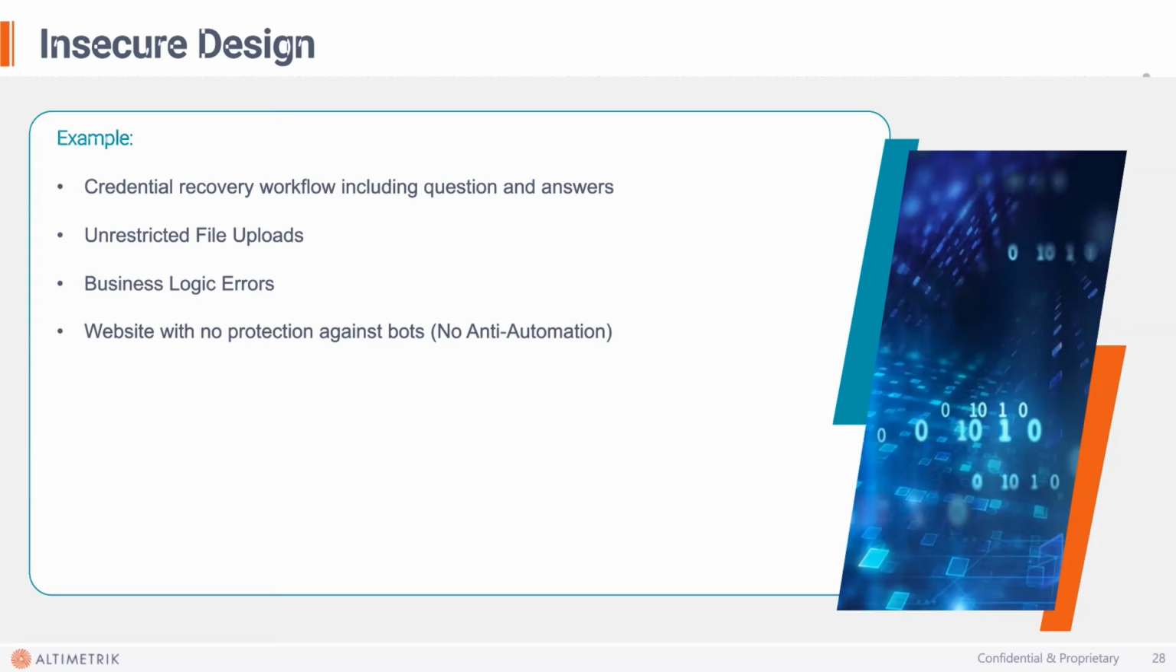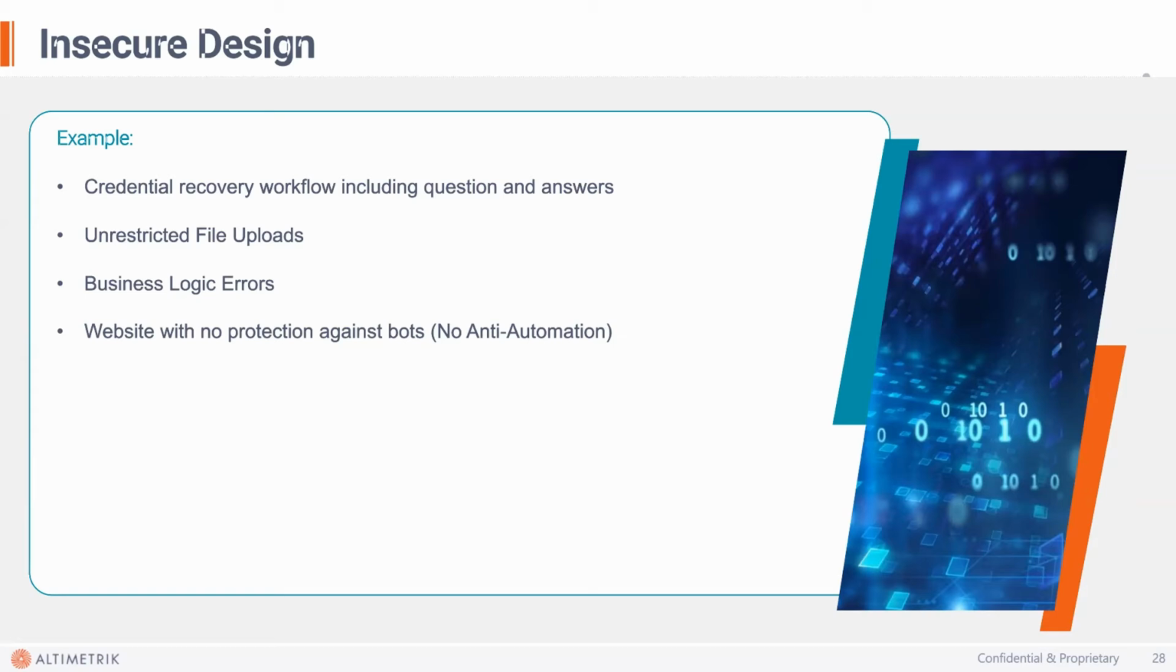So if you have something in place where you are allowing people to reset their passwords by having security questions, the main issue with that is that more than one person can know the answer. If they're able to guess this person's security question answers by going to their social media sites or doing research on them online, they can easily bypass this mechanism. Also, unrestricted file uploads.